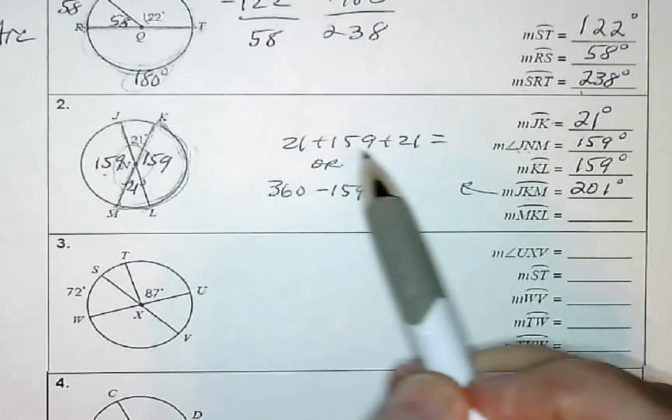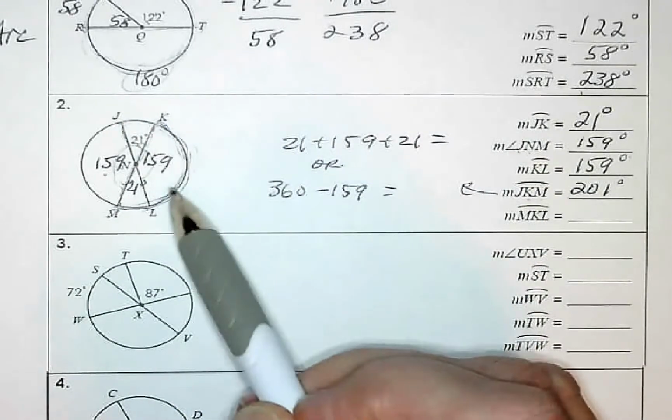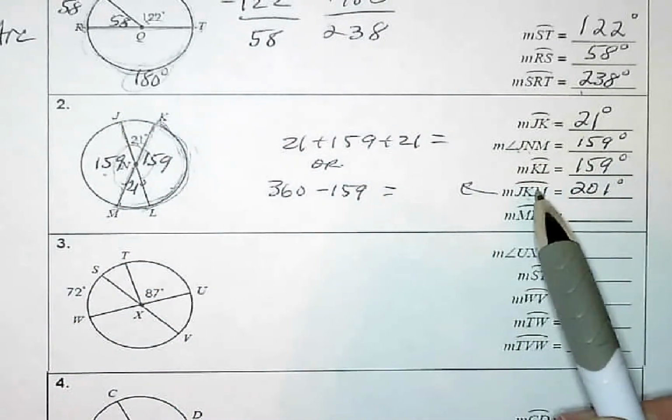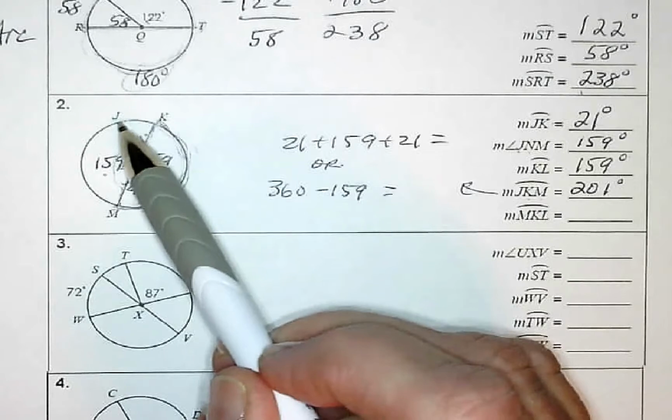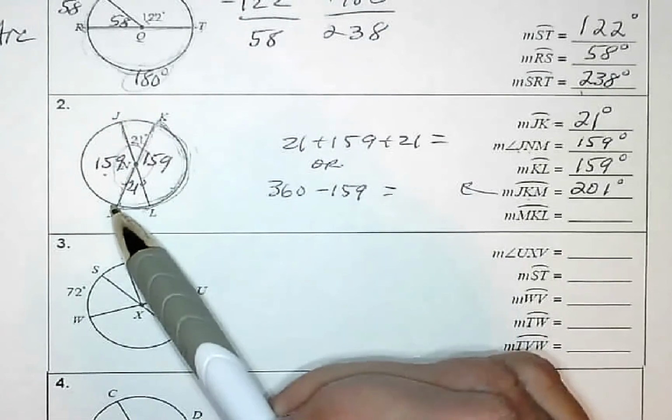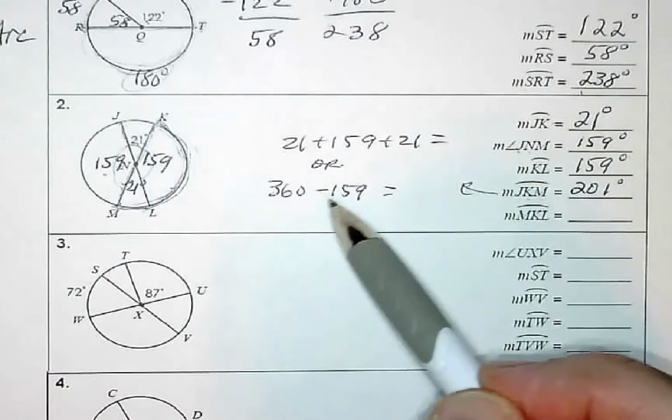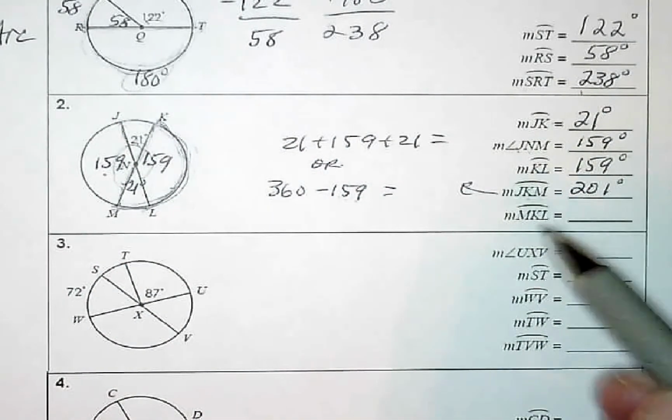So you can do a little arc addition. You can add all of these that make up that major arc. Or you can say, okay, I know it's 360 all the way around. I want everything except the 159. Okay, and so that's where the subtraction comes in.